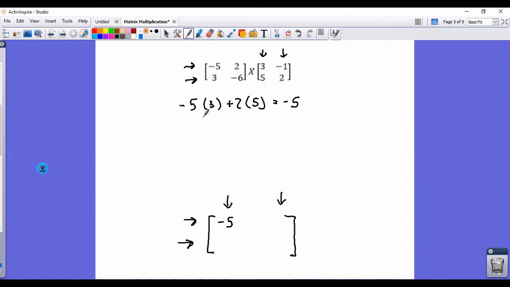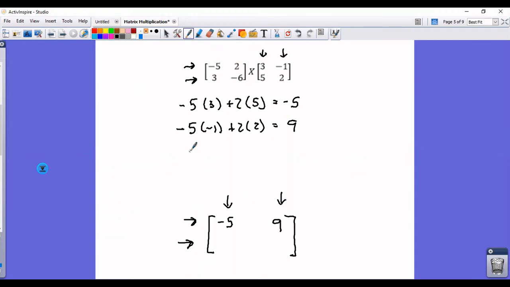The -5 and the 2. -5 would be multiplied with the -1, right? Plus the 2 with the 2. Perfect. That would be +5, +4, 9. And it would go there, right? Because that is first row, second column.